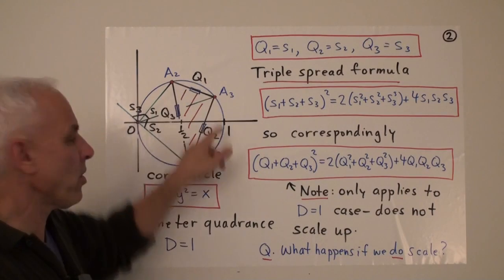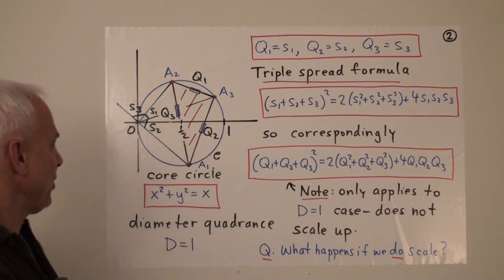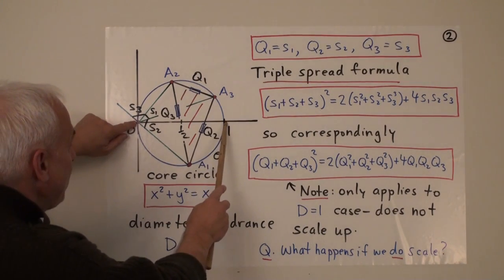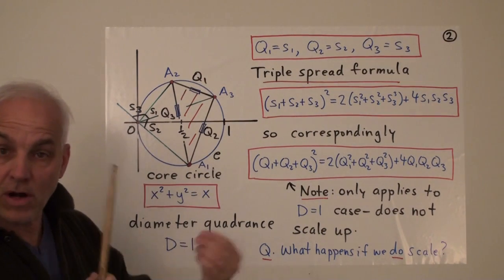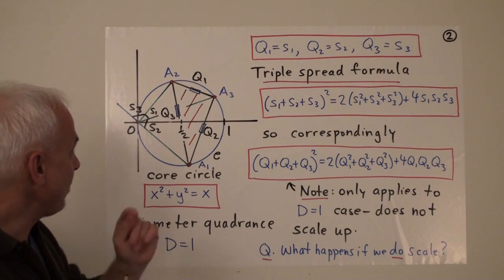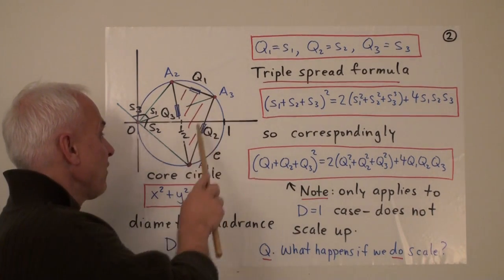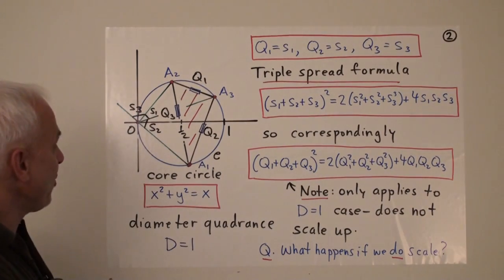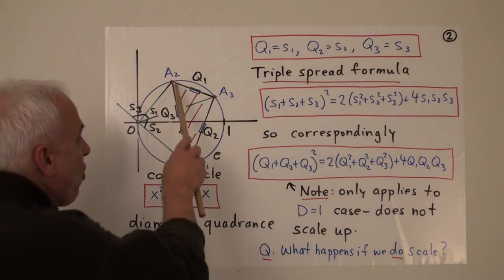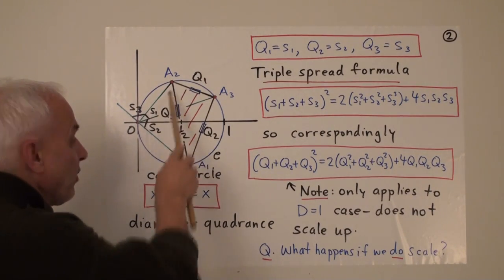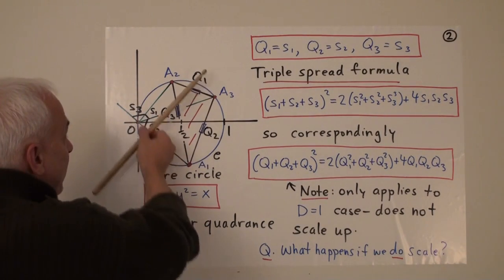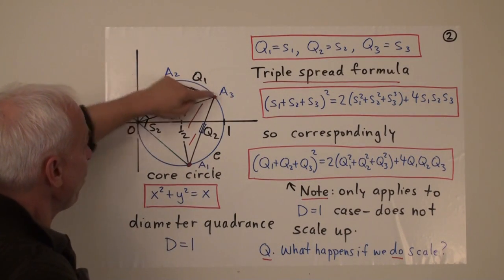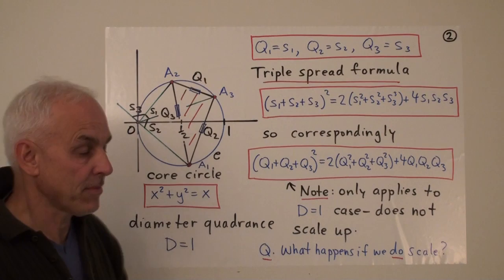We were talking about the core circle, if you recall, which has equation x squared plus y squared equals x. And its diameter here is the interval 0 to 1 along the x-axis. And we saw that if we had three points forming a triangle that was lying on this core circle, then there was a lovely relationship between the three quadrances, Q1, Q2, Q3 of that triangle, and the three spreads formed by these lines emanating from the origin to the points A1, A2, and A3.